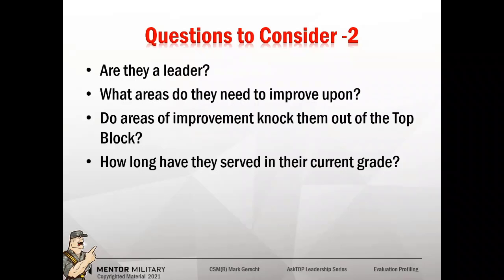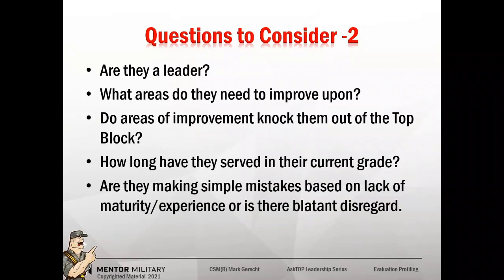So is it their fault, or they just lack experience and wisdom because they don't have a lot of time in grade? There's nothing wrong with that. Just be able to explain that. Are they making simple mistakes based on lack of maturity, experience, or is there a blatant disregard? Think about that. Honest mistakes, simple mistakes, lack of maturity, lack of experience, or are these things what I call unforgivable sins? Are they illegal, unethical, immoral, unsafe? Those are blatant disregard. That cannot be tolerated.